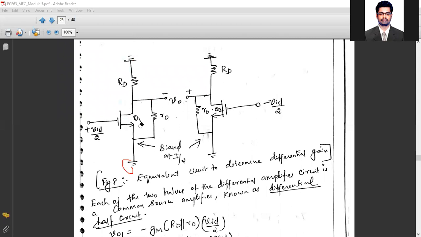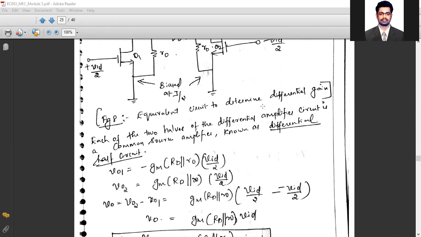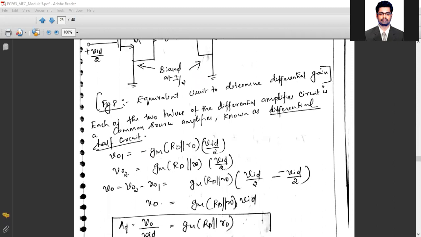So that will be considered for writing our output equation. So V01 is minus gm VID by 2 into RD parallel R0. The change that you can observe from the previous analysis is that I have added one term, R0, in parallel with RD. Similarly, I can write the equation for V02 also. The only difference is that it is positive in polarity, whereas the magnitude remains the same. Clear, students? Sujit? Yes, sir.